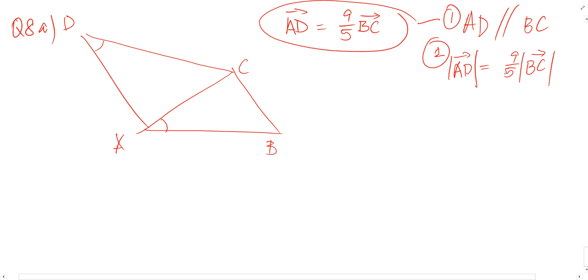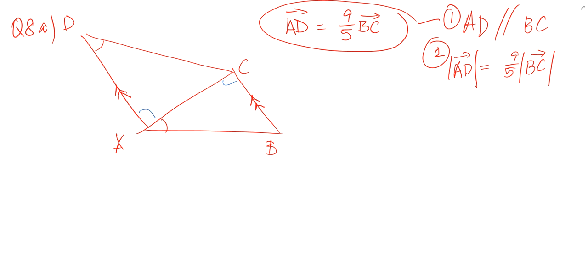So first, AD parallel to BC. So let's put on the parallel lines. Put on arrows to show that they are parallel. Next, to show that ACB, this angle, equals to DAC. So how to show that these two angles are equal? They are alternate angles, right? Parallel lines. They are alternate angles because they are found inside the pair of parallel lines.